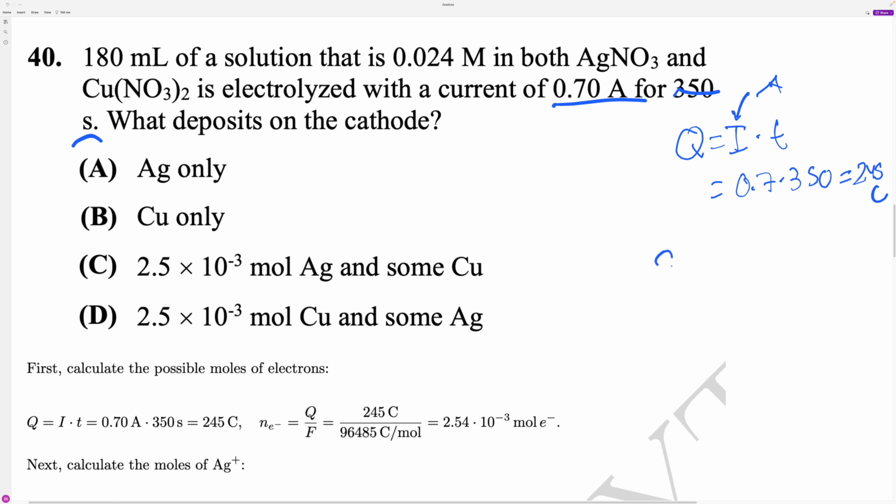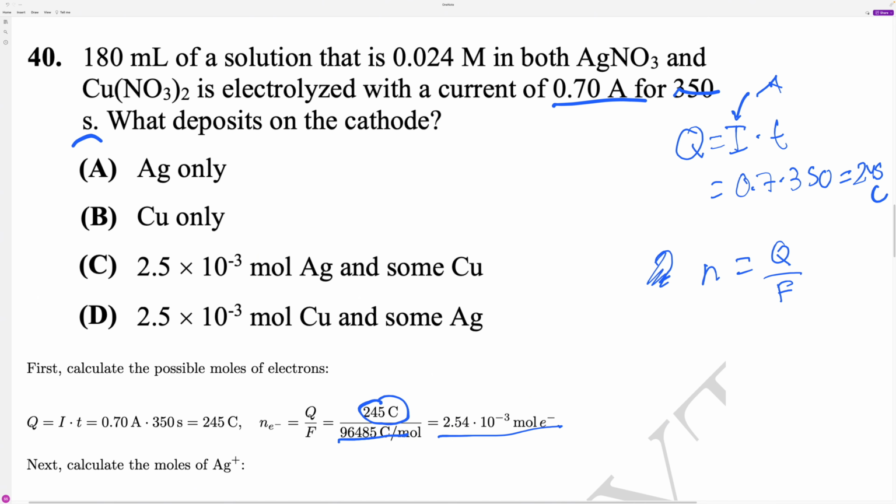And from there, another equation that we use is N equals Q over F, where F is going to be our Faraday's constant. And I've done the computation here. Faraday's constant is this, and we have our Coulomb value from here. So we're going to get this number of moles of electrons. So what that actually means is that that amount of moles of electrons can be deposited, essentially. Through stoichiometry, we're going to figure out how that relates to silver and copper.